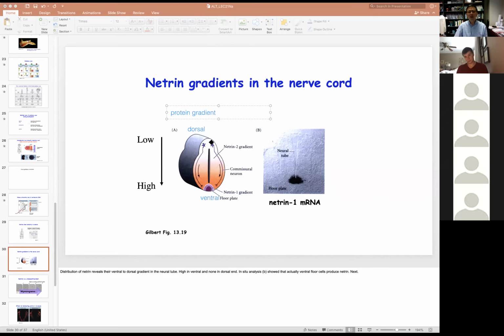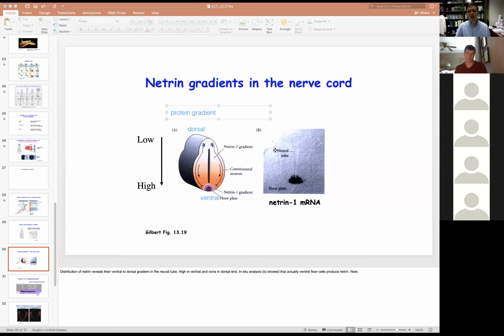So the gradient is what? They are very, very high ventrally. So it's highest in the floor plate at the ventral midline, and then as they go dorsally, they have less and less netrin. So probably in the dorsal plate there is no netrin at all. Okay, there's no netrin at all.